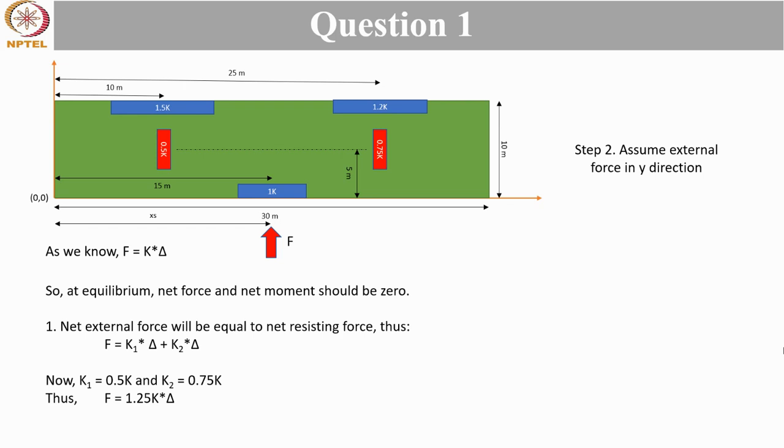At equilibrium, there should be no net force and no net moments. First we'll see no net force. If the net force needs to be zero, the net external force will be equal to the net resisting force. Thus, F will be equal to K1 delta plus K2 delta. Delta is nothing but the deflection in the y direction. K1 is 0.5k and K2 is 0.75k. So F will come out to be 0.5 plus 0.75, times k delta. So it is 1.25 k delta.